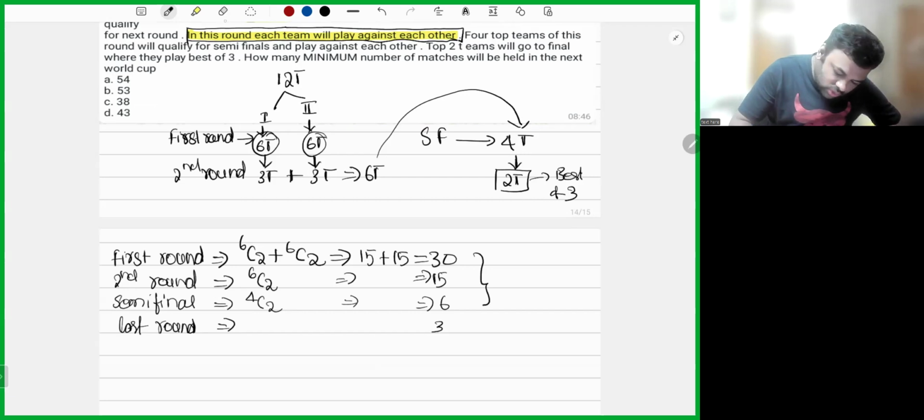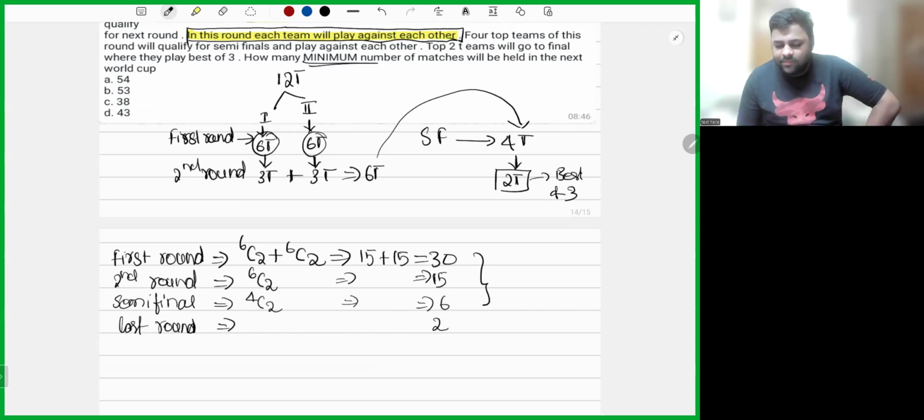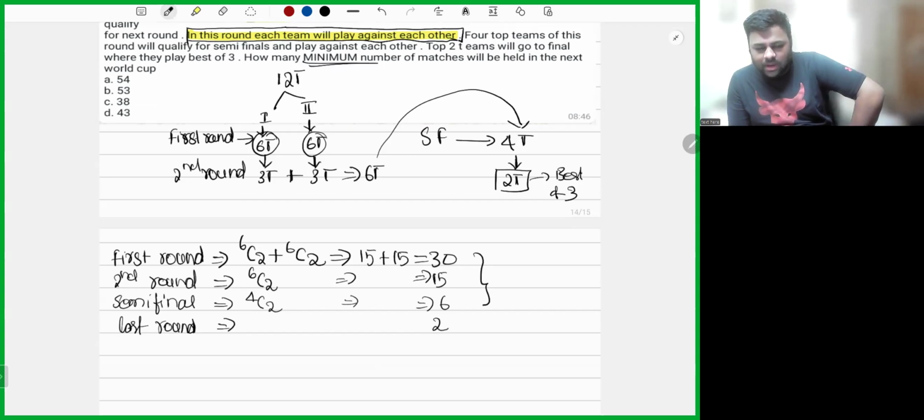I'll write only last 2 matches will be held because he's asking the minimum number of matches to be held. Say for example, two teams are there, A and B. A has qualified in first round and second round, finished. Third round will not happen because best of 3. He's saying minimum number of matches. Be careful. It was a little tricky question in the examination. Minimum number of matches will be 2.